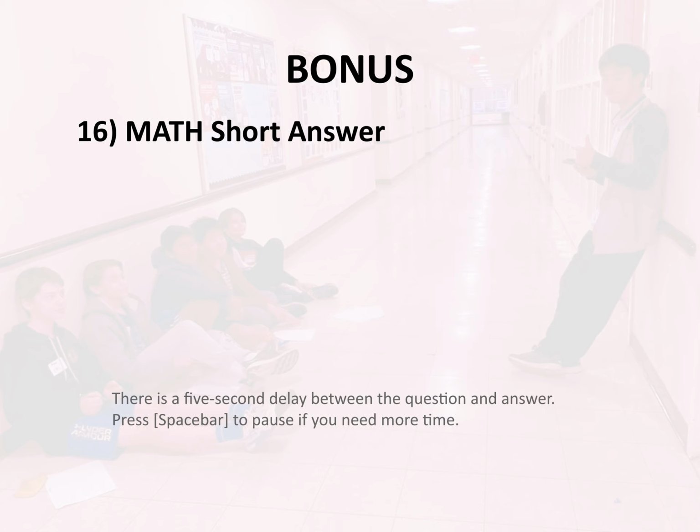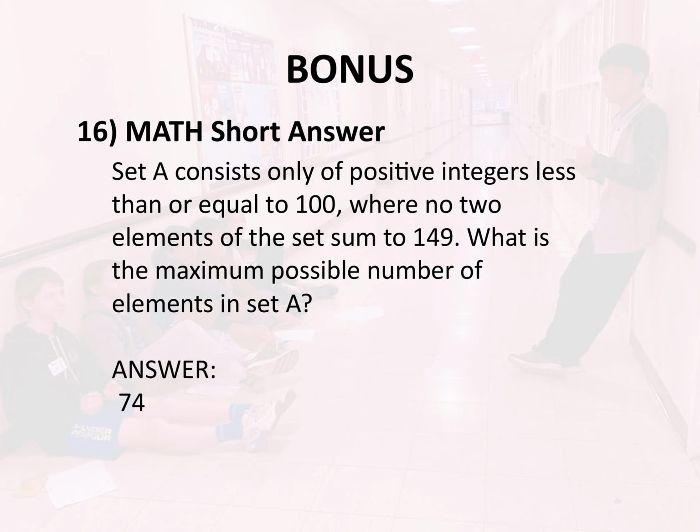Bonus 16. Math. Short answer. Set A consists only of positive integers less than or equal to 100, where no two elements of the set sum to 149. What is the maximum possible number of elements in set A? Answer, 74.